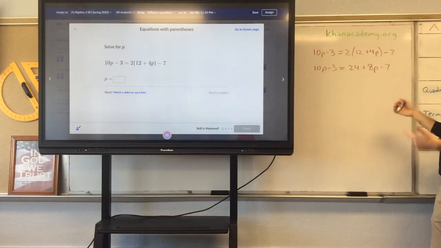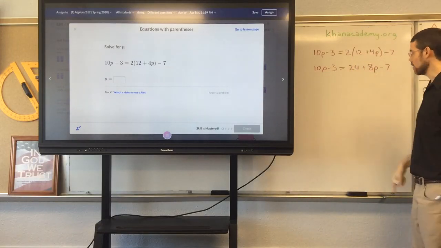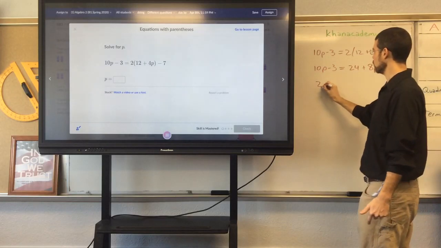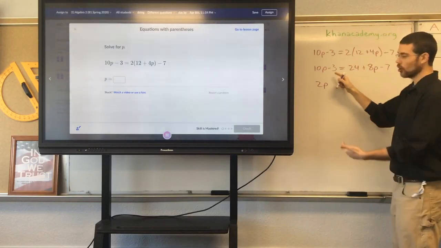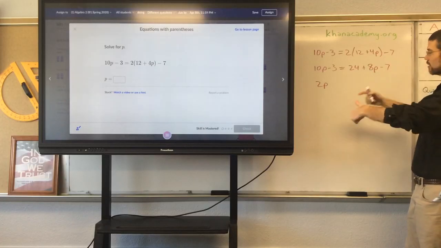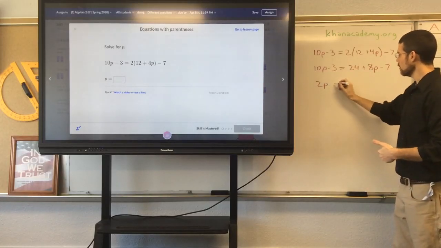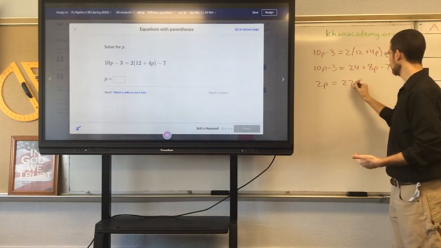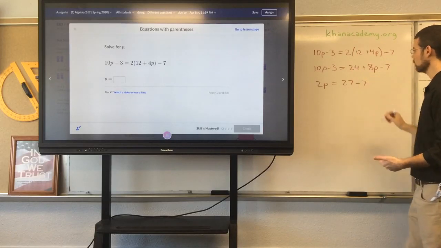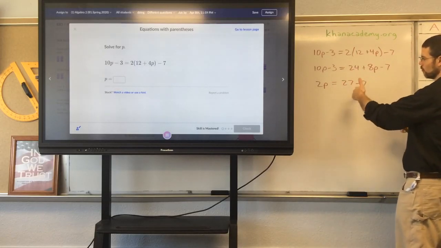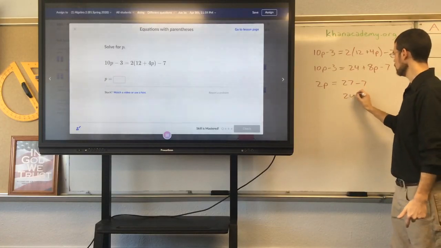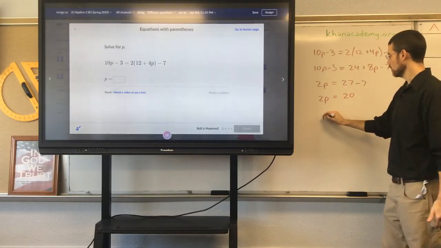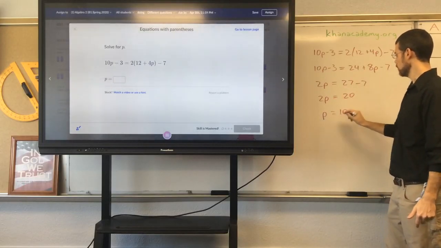And now we want to have all of our p's on one side of the equation, so we'll subtract 8p from the right and the left, which will leave us with 2p. And we want all our numbers on the right side of the equation, so we have to add 3, that will cancel that, and we get 24 plus 3 is 27. And then we still have this minus 7. And then we want to simplify 27 minus 7, that's 20. And we can divide both sides by 2, that gives us p equals 10.